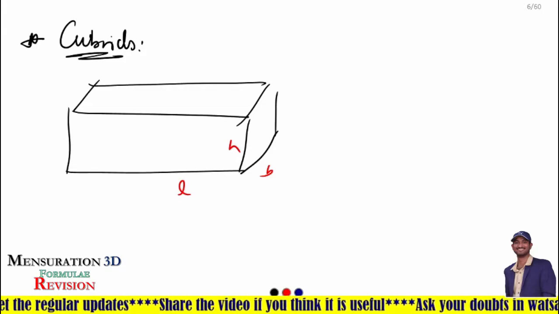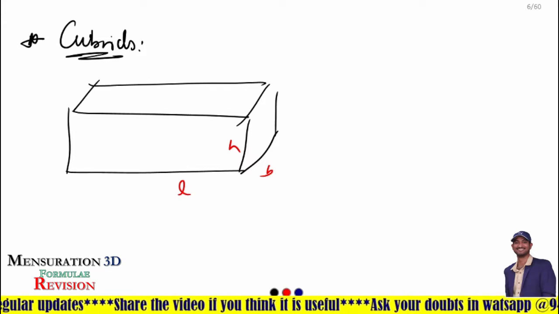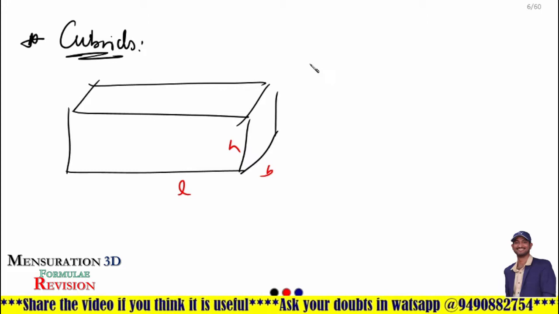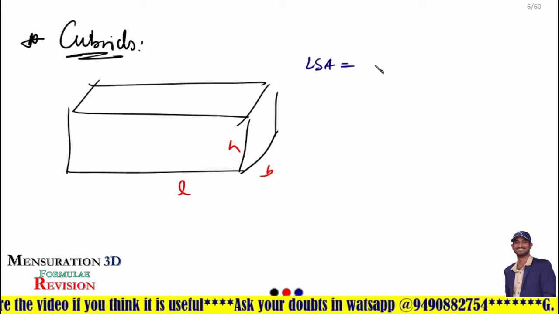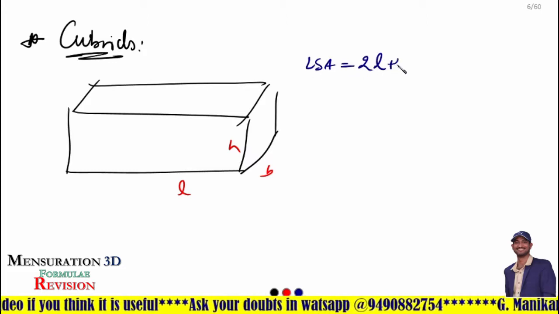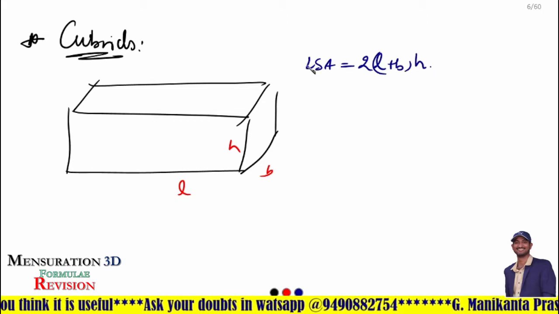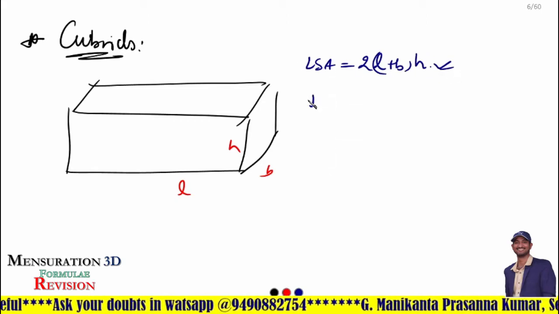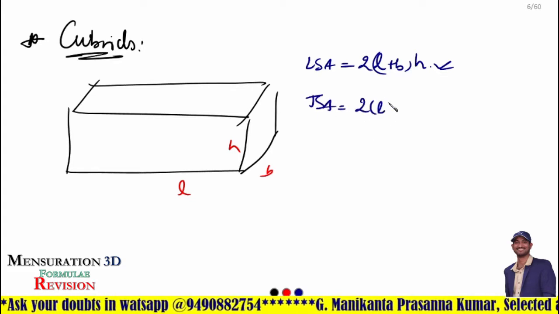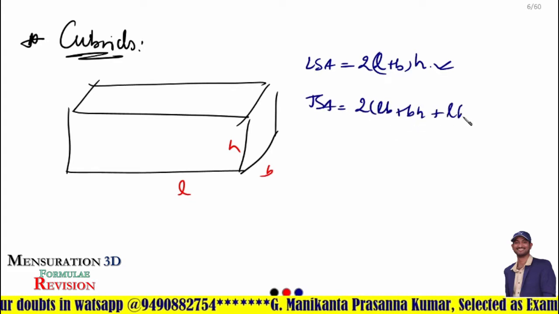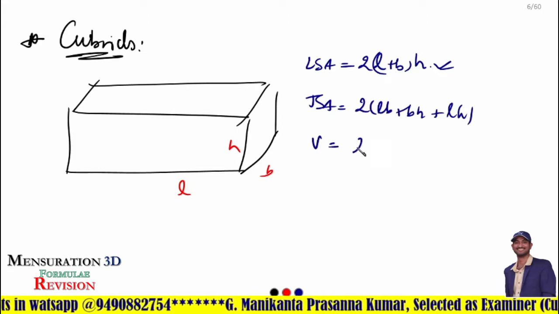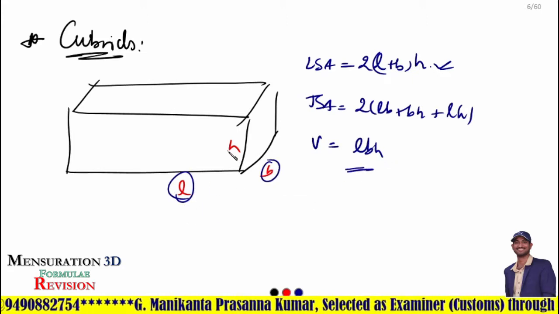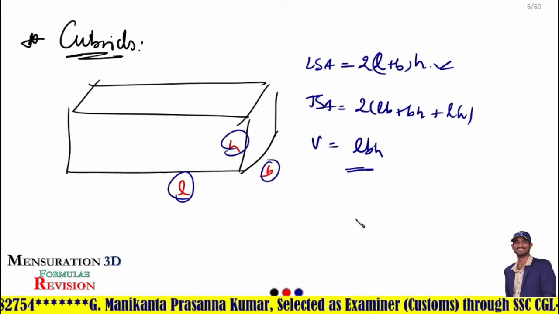Okay, cuboid is nothing but a prism with base as a rectangle. So what is the lateral surface area? 2(L + B) into H, which is the same as the area of the four walls. What is the total surface area? 2 times (LB + BH + LH). And what is the volume? LBH, where L is length, B is breadth and H is height of the cuboid.